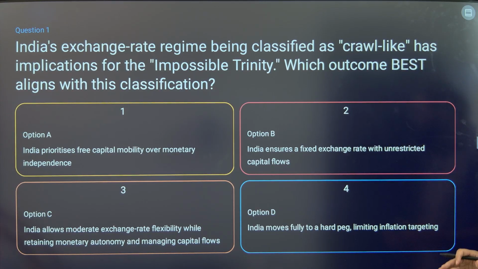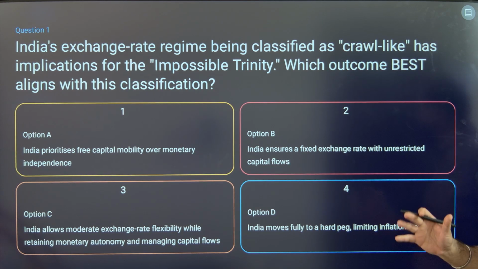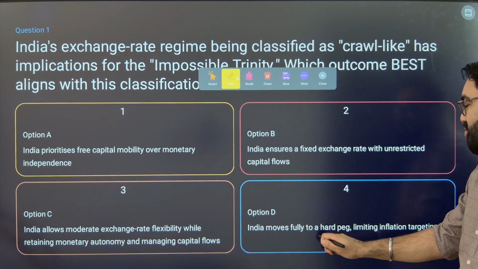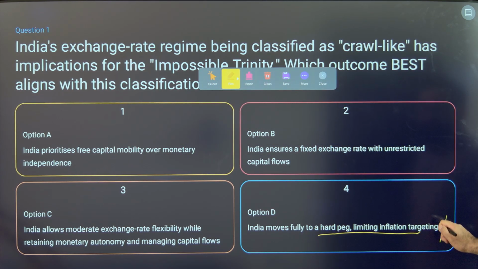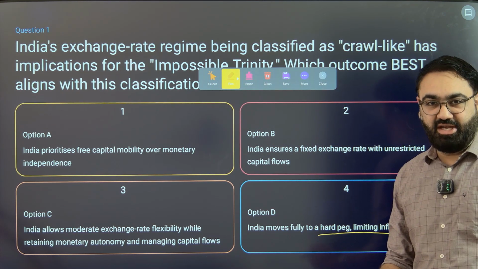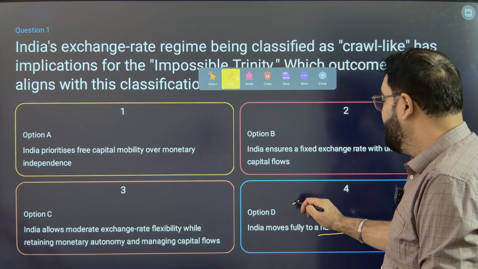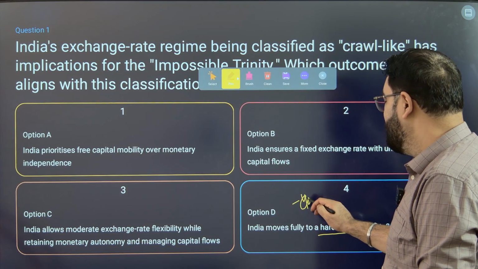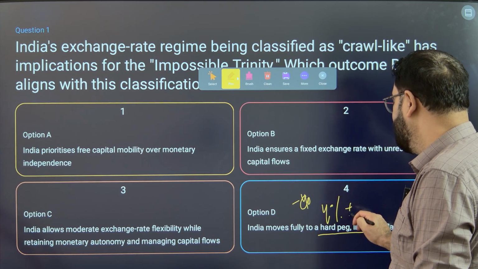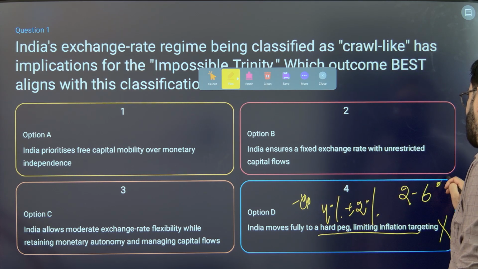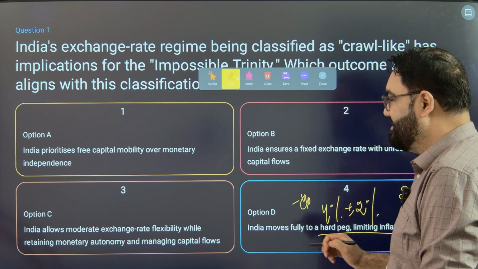Now, it's not that tricky to understand. If you actually see the options, you can eliminate a lot of them. So India moves to a hard peg limiting inflation targeting? No, inflation targeting is still very much a reality. As you know, the RBI targets inflation of 4% plus minus 2%. So the aim of India's policy is to make sure inflation is between 2 to 6%.